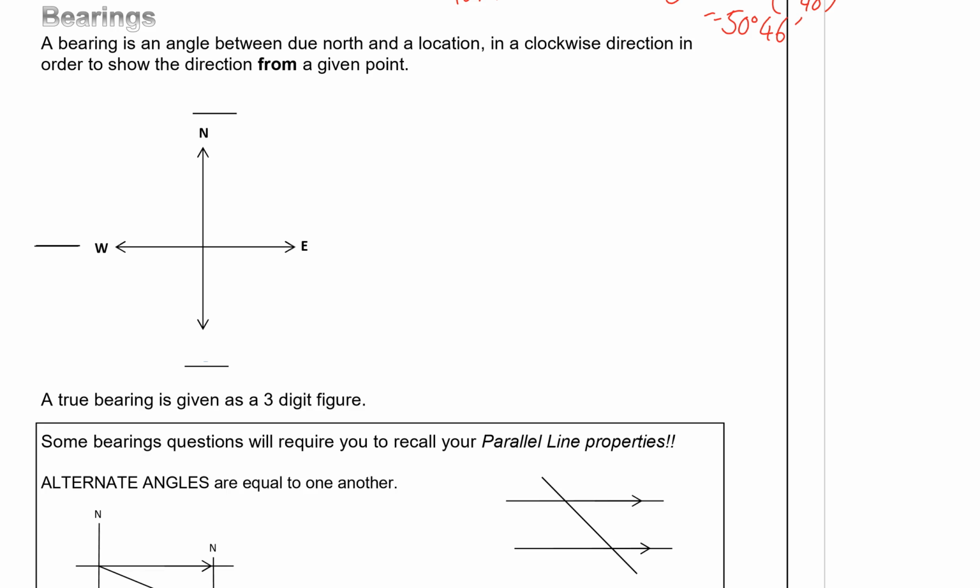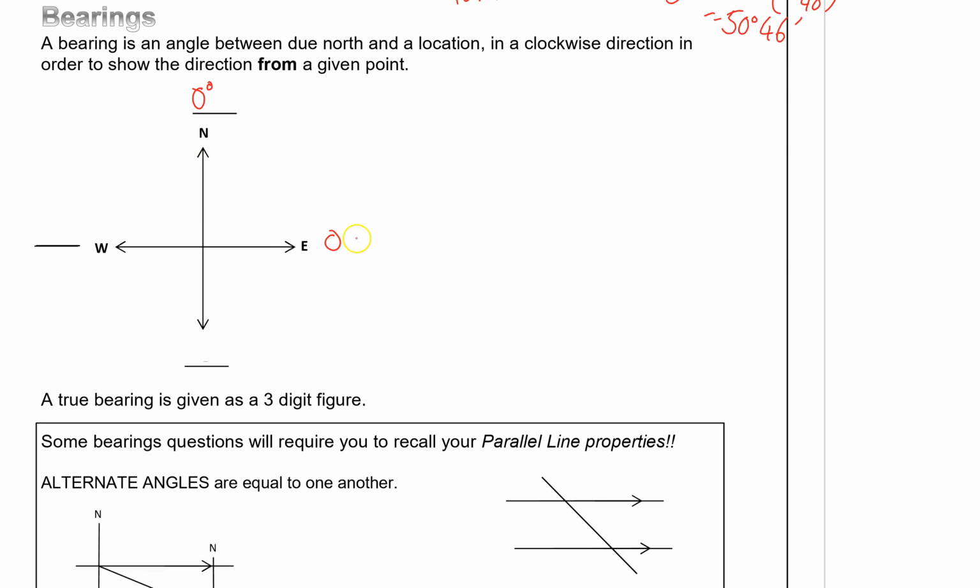What we're looking at today are bearings. Bearings are a way of measuring direction from north in a clockwise direction. Here's north, that's 0 degrees because I've moved around 0 degrees from north. East, I have turned 90 degrees in a clockwise direction.